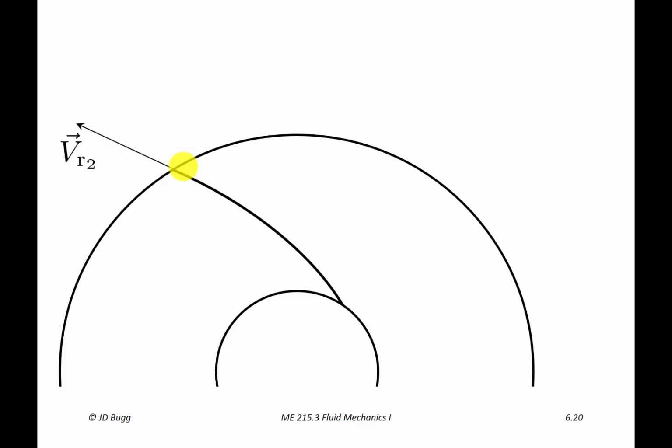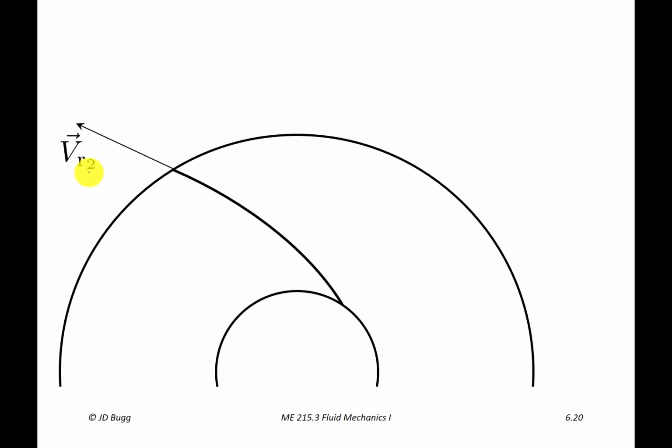Well, that velocity is going to be tangent to the blade because the water has to travel along the surface of the blade and leave the control volume. And remember, there's blades periodically all the way around. So that's true everywhere along the exit. So we call that VR2. So it's the velocity relative to the blade, relative to the control volume at point 2.